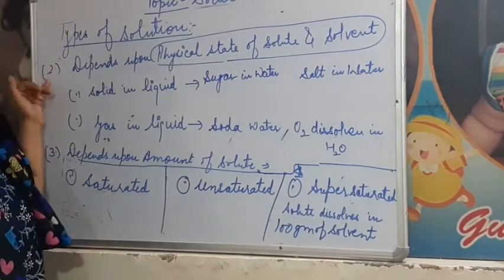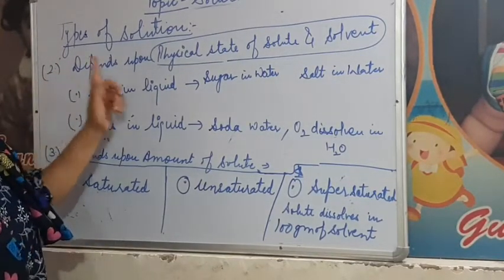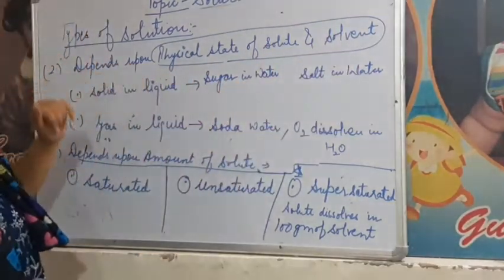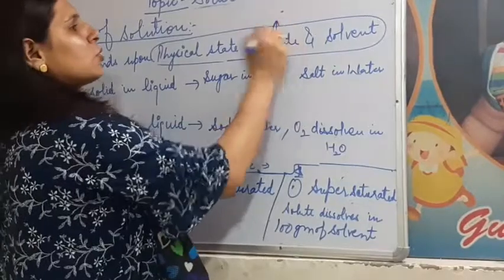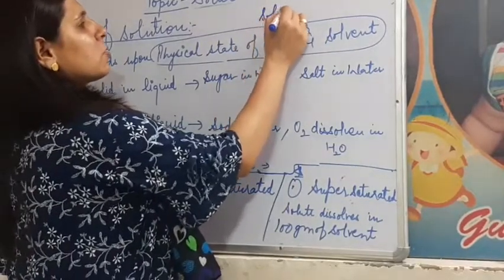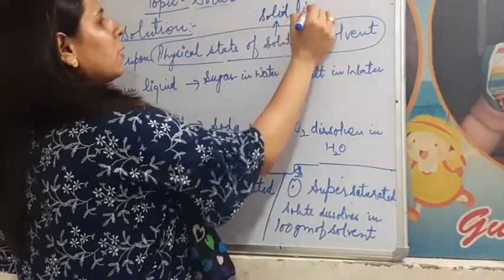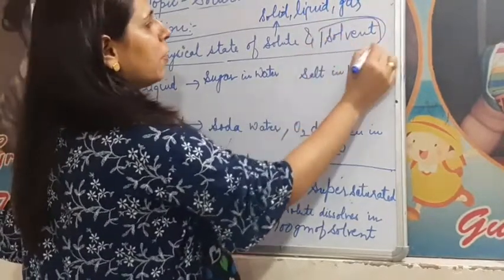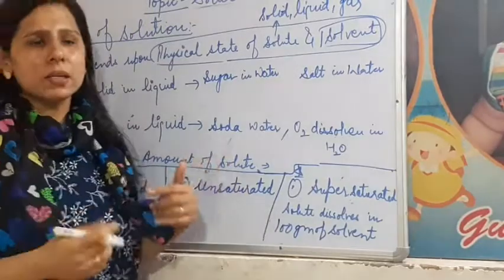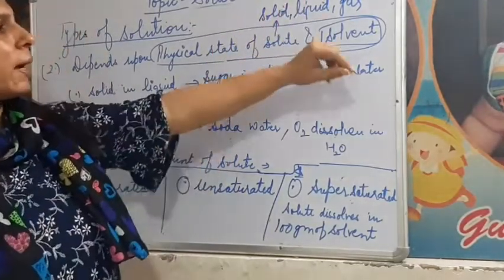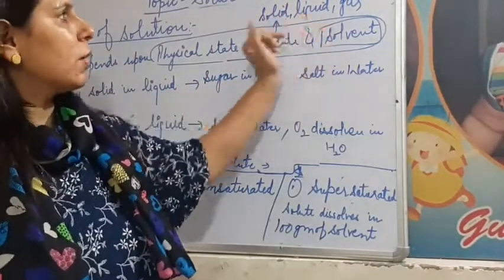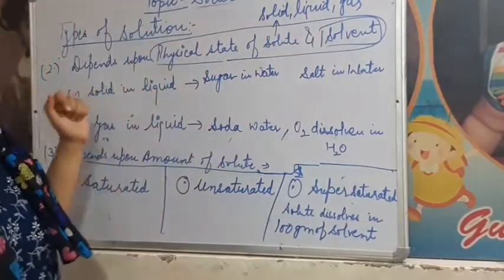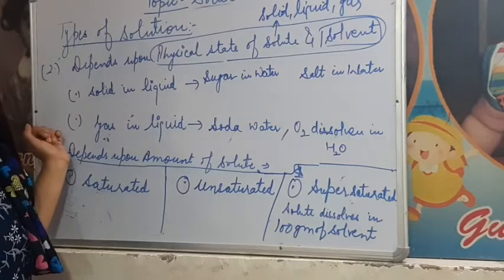The second classification of the type of solution basically depends upon the physical state of solute and solvent. Physical state means solute may be taken as solid, liquid or gas. The same thing in the case of solvent. We may take solute solid, liquid, gas, and we may take solvent solid, liquid and gas. So depending upon this criteria, there are 9 types of solutions.